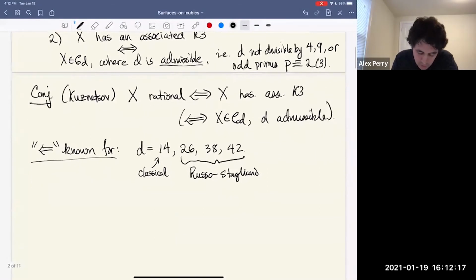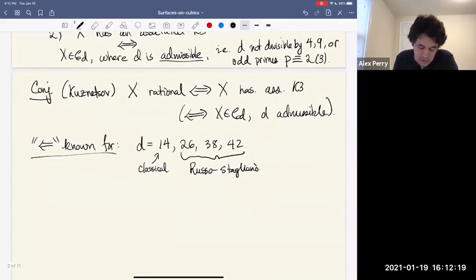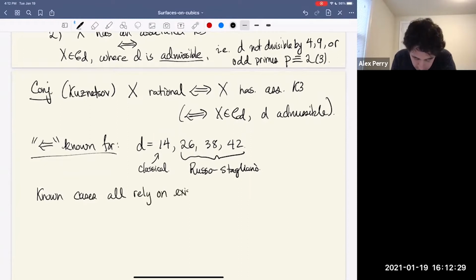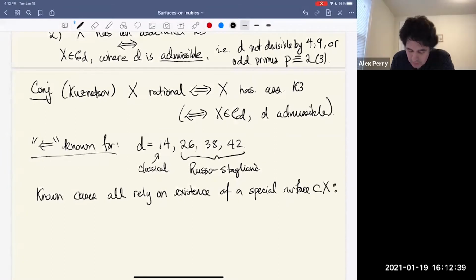And so I just want to make one remark about these cases which are known. So these known cases all depend on the existence of a special surface contained inside X. And so, by definition, a cubic fourfold is special if it has a surface contained in it which is not homologous to the class of H squared.